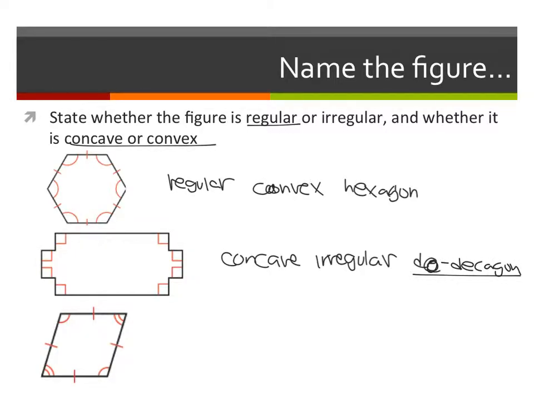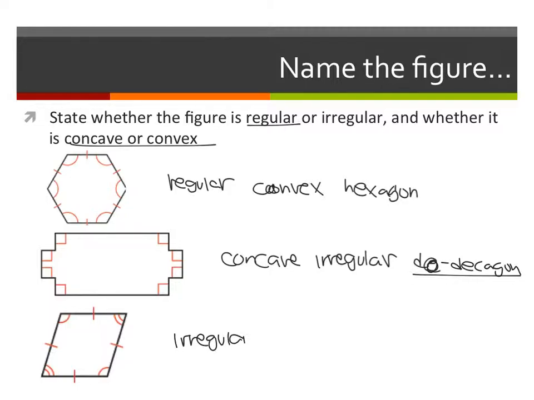The last one? I just have a question. What's the difference between regular and irregular? Regular is equilateral and equiangular, meaning all the sides and angles are congruent. Here, while all the angles are congruent, they're all right angles, not all the sides are congruent. That's why it's irregular. Sure.